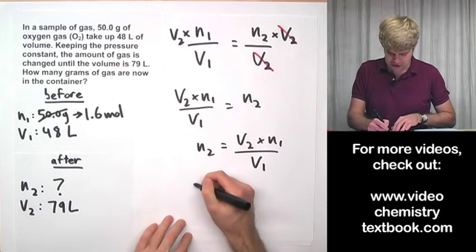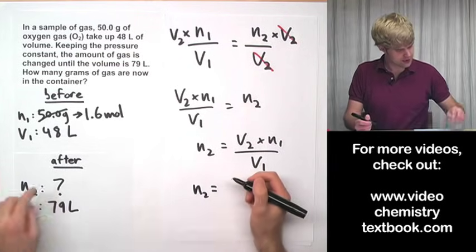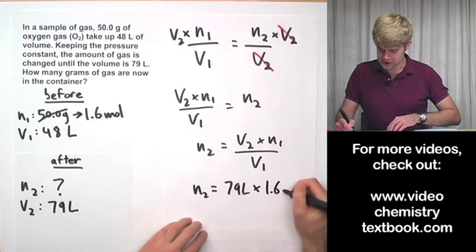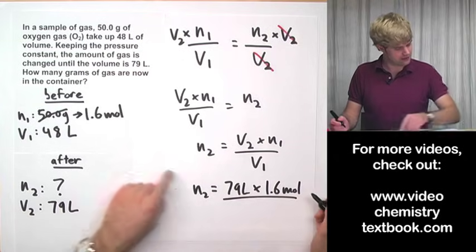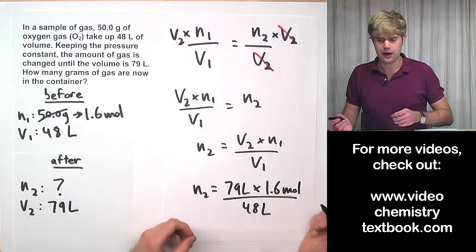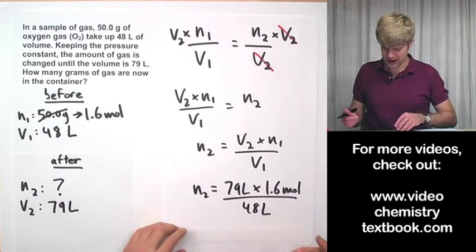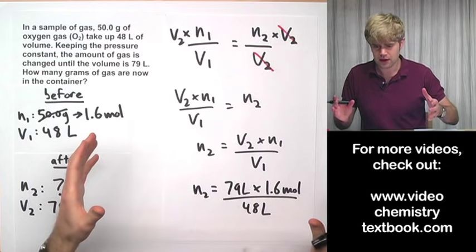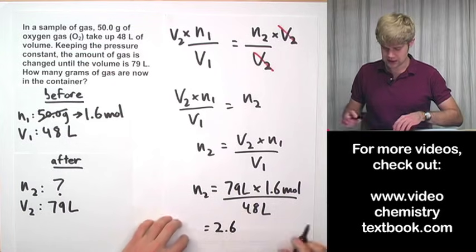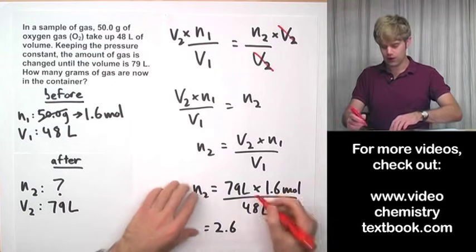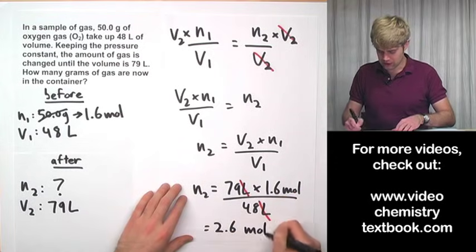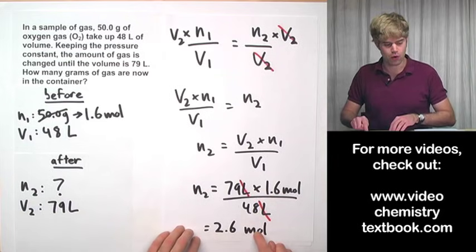So I've got N2 equals V2, 79 liters, times N1, 1.6 moles, divided by V1, which is 48 liters. And when I do that, the number that I get is going to be, let me check here, 2.6. And what are my units going to be? Well, liters up here, liters down there cancel out. So my final answer here is going to be 2.6 moles.